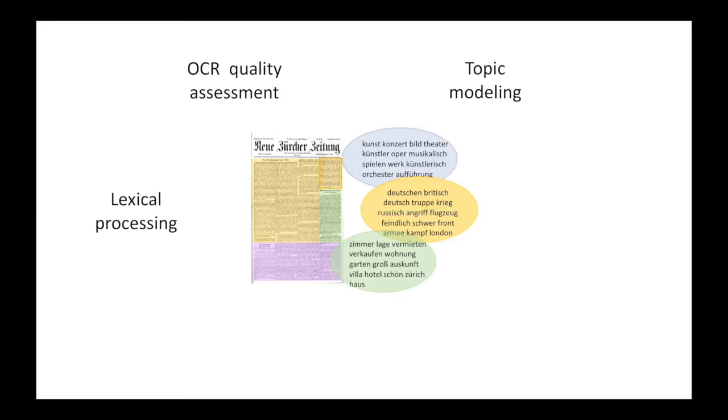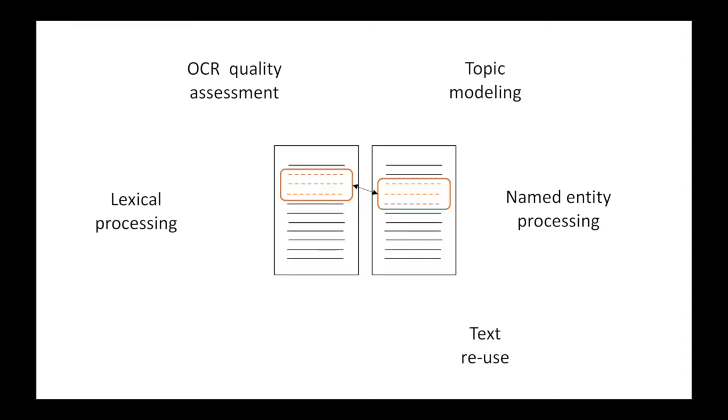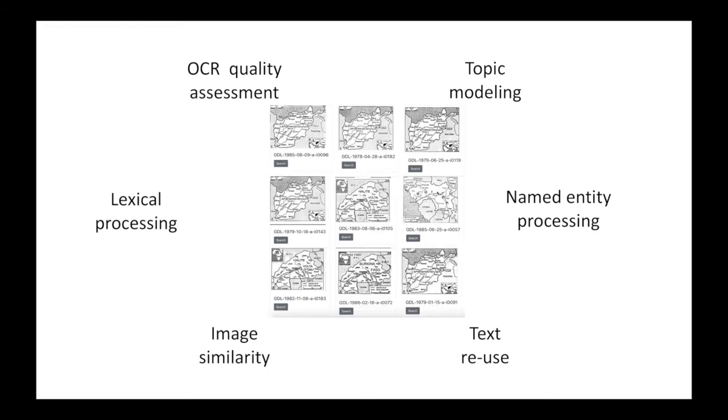Then, going from lexical to conceptual level, we apply topic modeling in order to automatically extract the topics of each item of the collection. We also apply entity processing, that is to say, the recognition and classification of person, location, and organization, and also the linking to a knowledge base, in our case, Wikidata. We compute text reuse in order to identify similar passages, as well as image similarity in order to enable visual search. We also implemented the first prototype of a recommender system, as well as key phrase extraction.